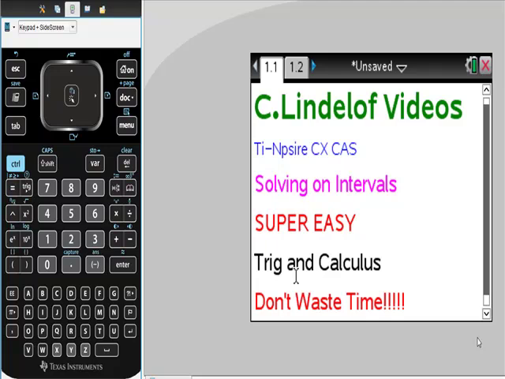Okay, TI-Nspire CAS, solving on intervals. This is actually really easy.